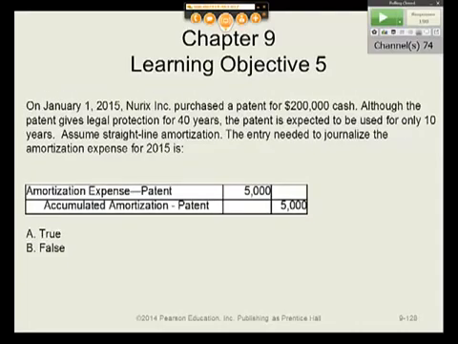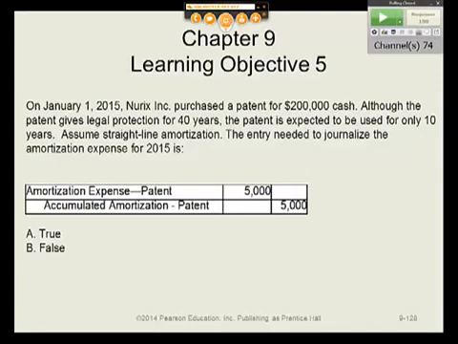And finally, let's go to the last question, and I can put this up on the screen, I think, and I'm going to answer that one for you. This is an amortization question. So you have a patent that was purchased for $200,000, and there's a couple of things, and I'm going to do this one for you because this one's a little tricky. So this one says that the patent's purchased for $200,000.